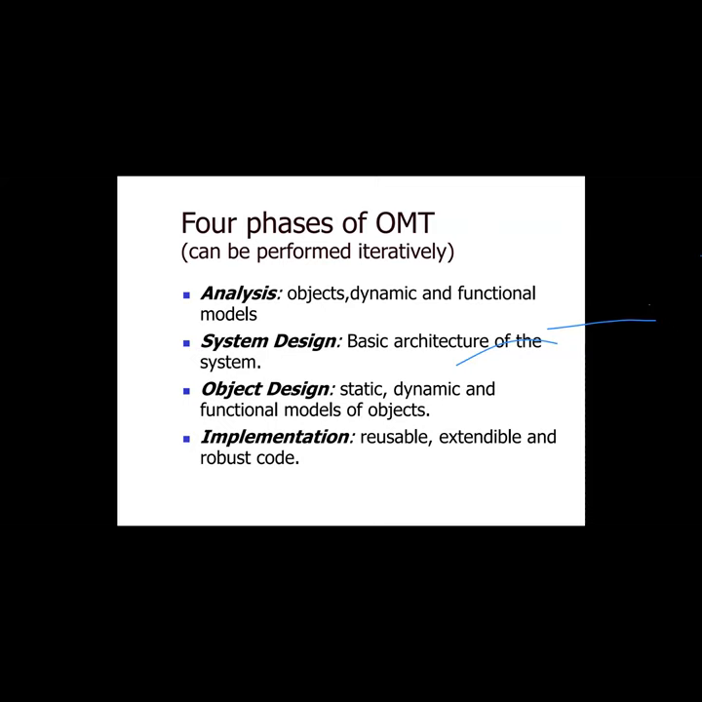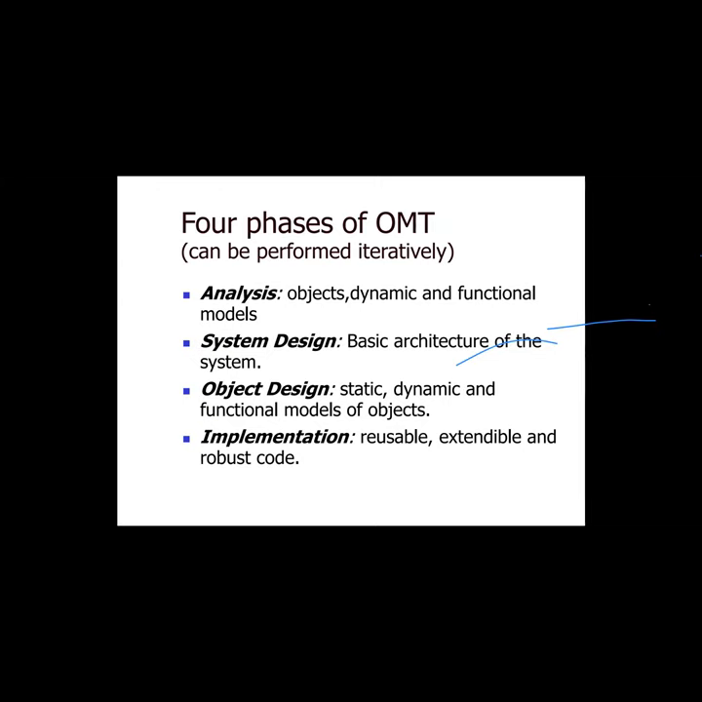In the object modeling technique proposed by Rumbaugh, there are four phases. We know very well that any software process has an analysis phase, design phase, and implementation phase. We usually say the ADDIE model. Every project will have the analysis phase, design phase, coding phase, and deployment phase. The same phases he proposed in a different way. What are the four phases he proposed?